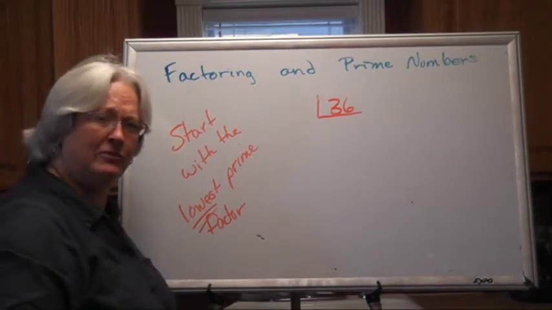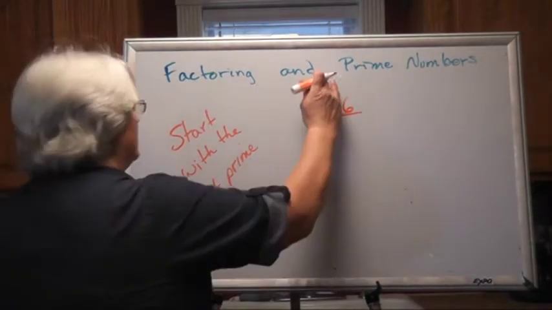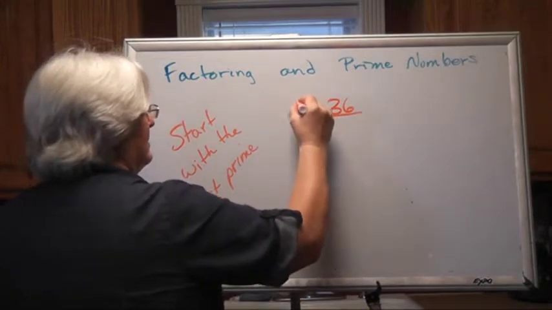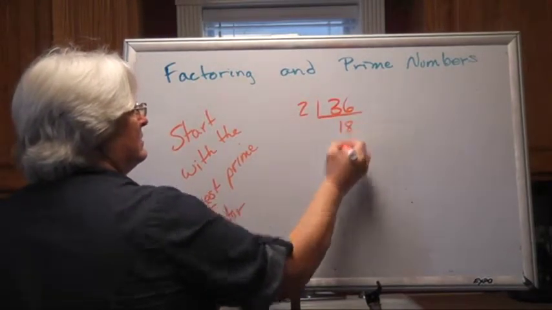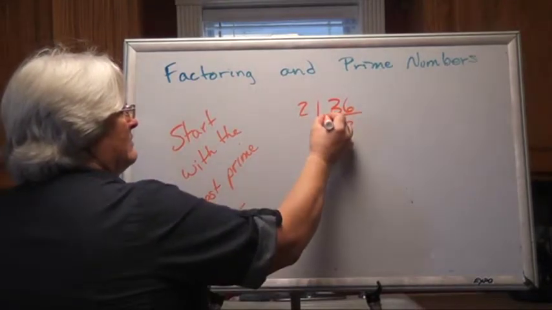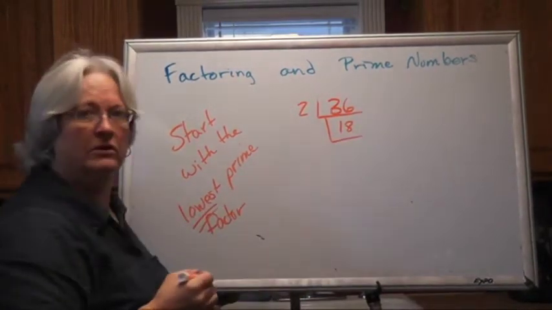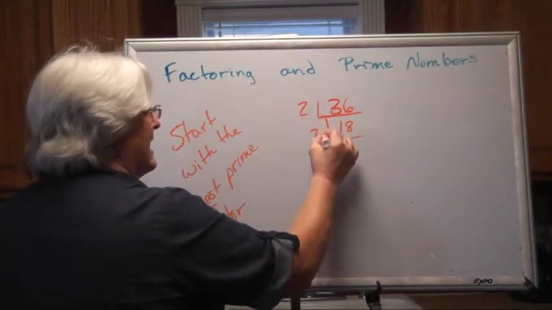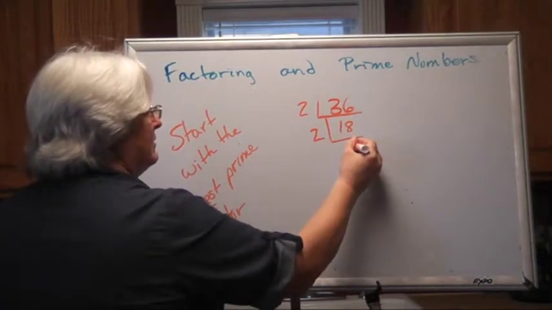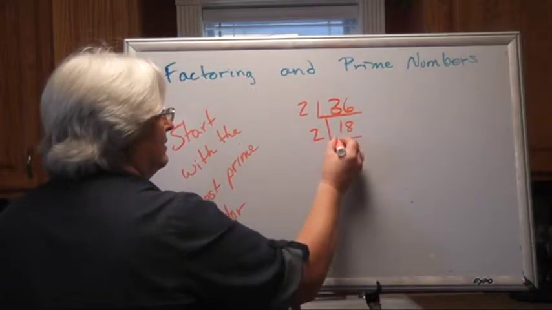Do you have to do it this way? No, but it sure makes it a whole lot easier. You don't miss things. 36 divided by 2 is 18. Now I have a new number that I'm going to divide. Can I still divide 18 by 2? Yes. 18 divided by 2 is 9.